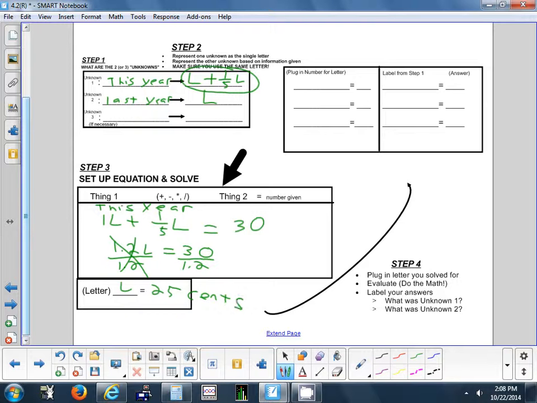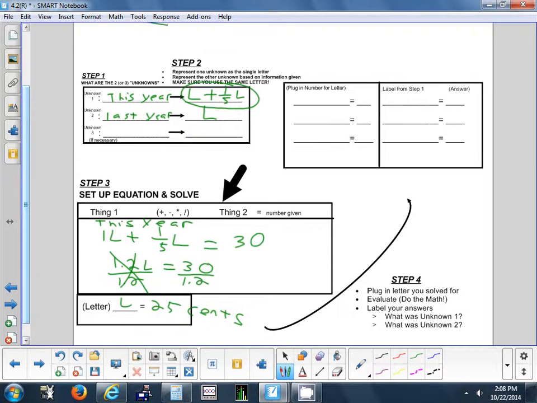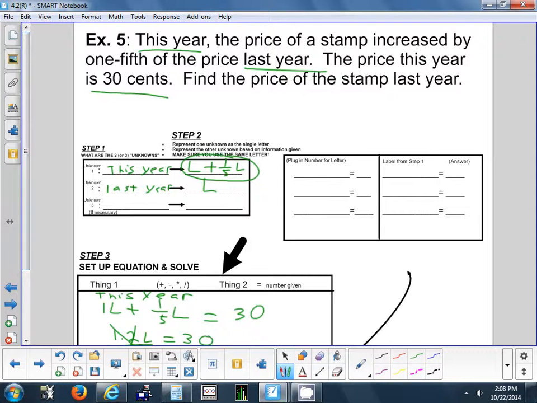25 cents. Now what's a little different about this one is we're basically done. We already know last year's price is 25 cents. They told us this year's price is 30 cents. Those are the two things we had to find. So we don't even need to plug anything back in this time, because they gave us a little bit of extra information in the problem, and it helped us skip a step.